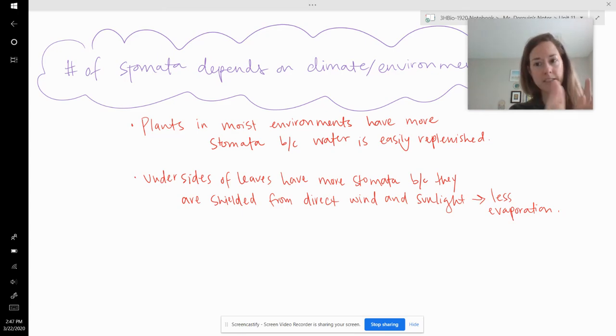Okay, so that's a very basic overview of transpiration and what it is and how it works.